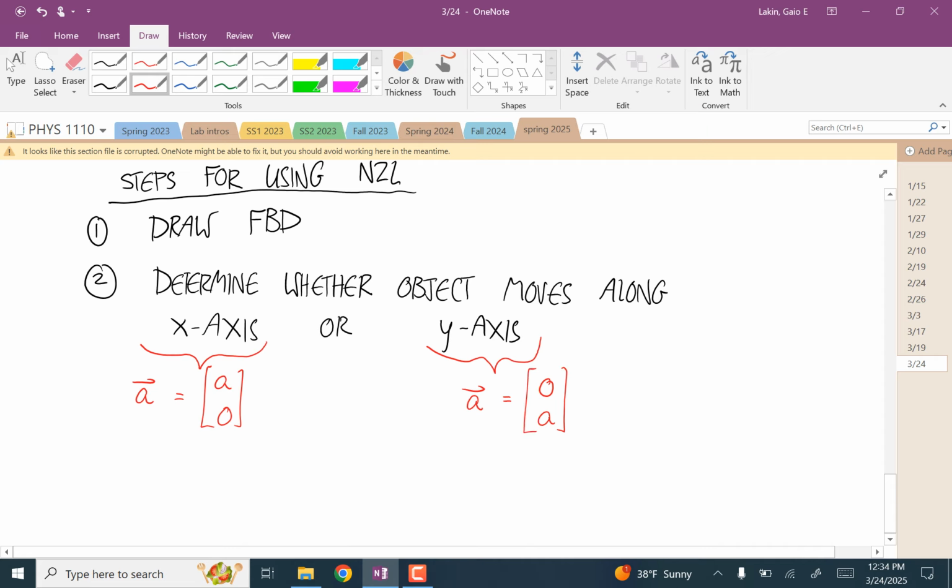Okay, and you don't have to figure out whether the thing is going to move in the positive or negative x-axis or the positive or negative y-axis. Just making the distinction between x and y is all you have to do. The rest, the math will do for you.